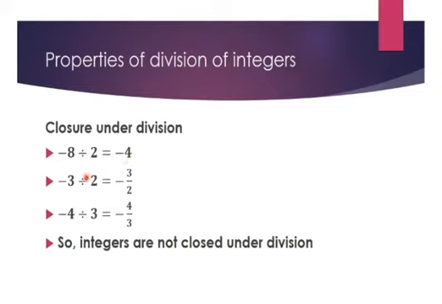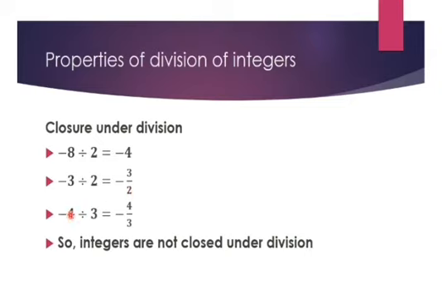But in this case, minus 3 divided by 2. We simply divide as whole numbers, 3 by 2, and put a negative sign. We get minus 3 by 2, which is not an integer. Minus 3 by 2 is not an integer.